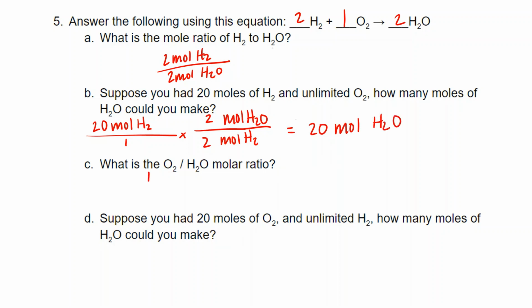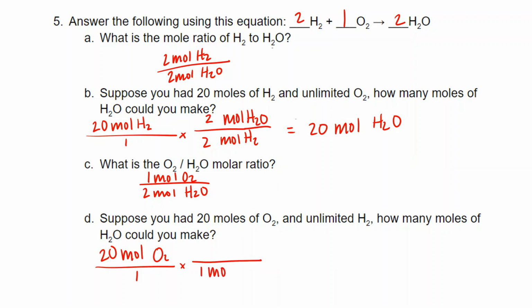Now for oxygen, we have 1 mole of oxygen for every 2 moles of H2O. So if I had 20 moles of O2, I know that for every 1 mole of O2, there's 2 moles of H2O. So 20 moles of oxygen, assuming we have enough hydrogen, is going to make 40 moles of water.